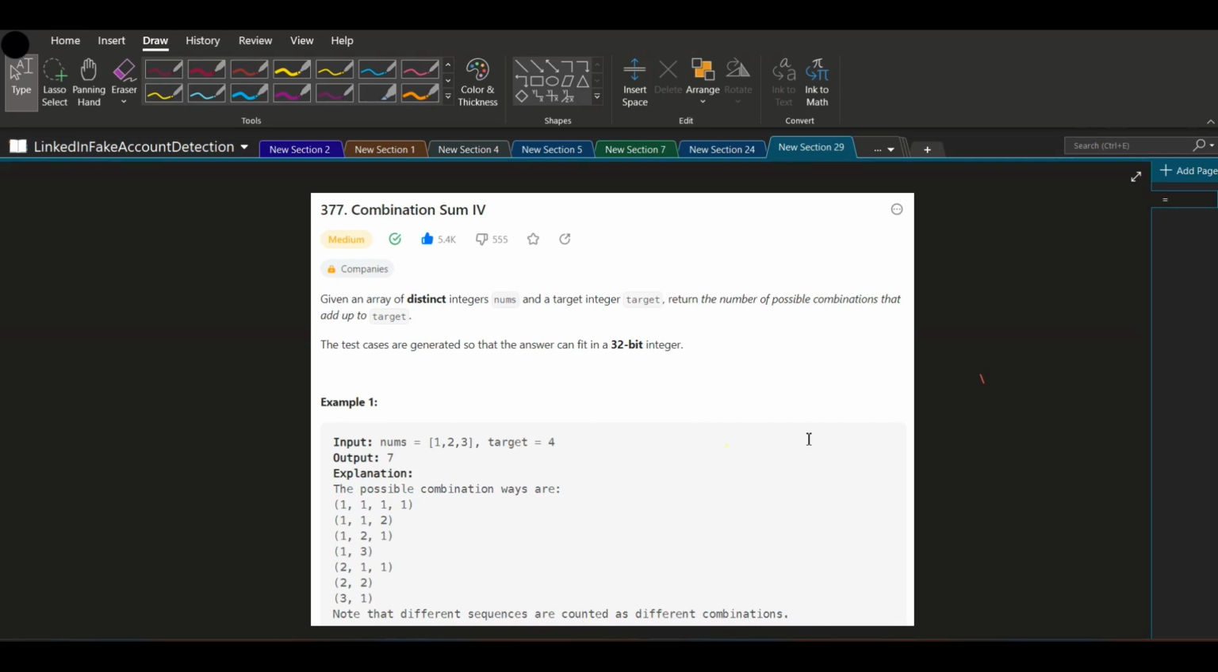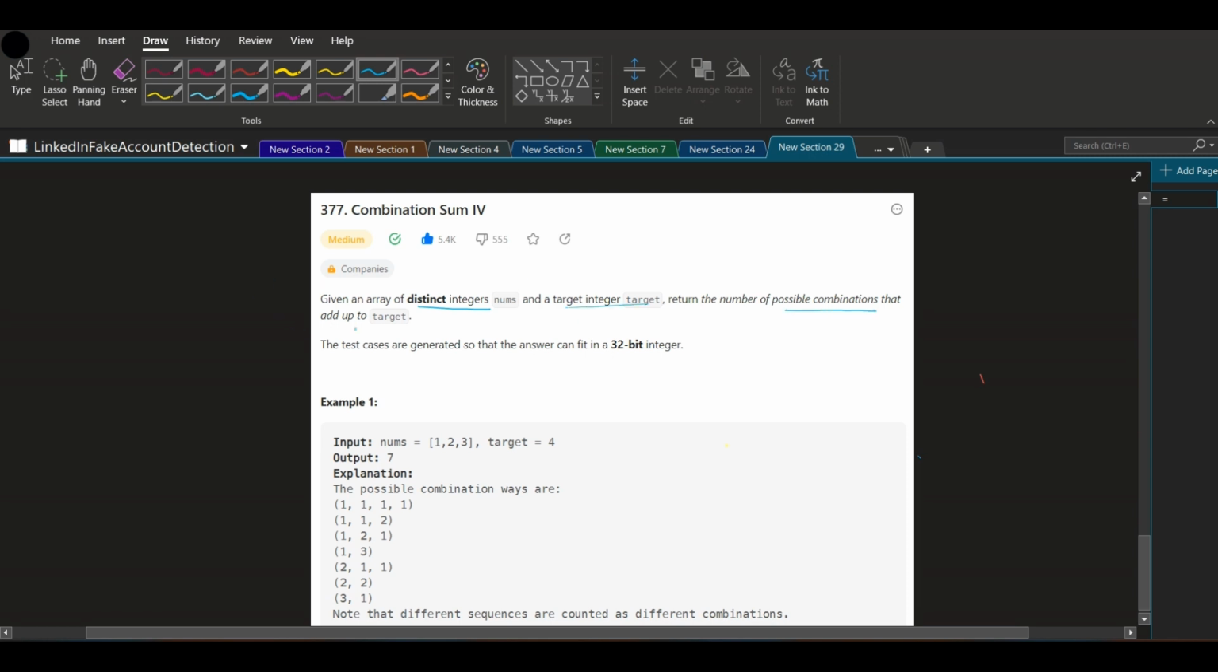So today we're looking at Combination Sum 4. If you have already done Combination Sum 1 up to 3, you'll realize that this question is actually different from the previous ones. Let's read through it and you'll see how different it is. You're given an array of distinct integers nums and a target integer target. Return the number of possible combinations that add up to target, right?